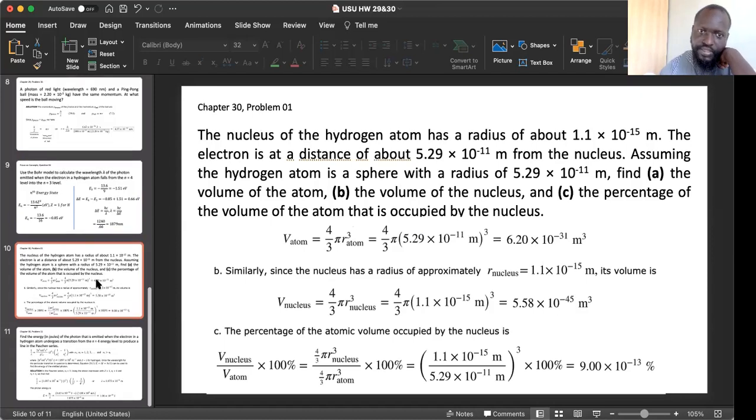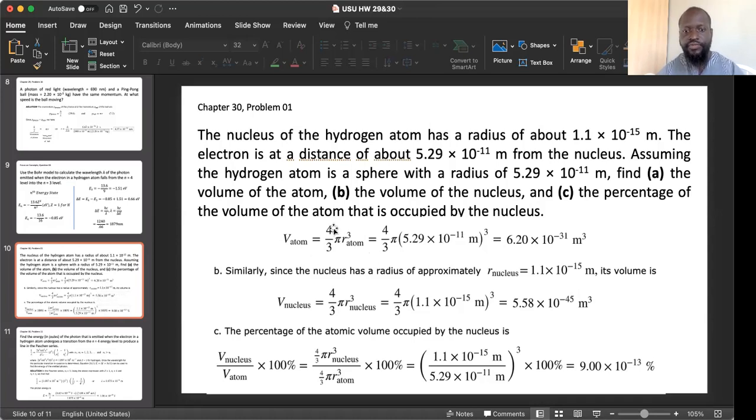Chapter 30, problem 01 says the nucleus of the hydrogen atom has a radius of about 1.1 times 10 to the negative 15 meters. The electron is at a distance of about 5.29 times 10 to the power minus 11 meters from the nucleus. Assuming the hydrogen atom is a sphere with a radius of 5.29 times 10 to the power minus 11 meters, find the volume of the atom, the volume of the nucleus, and the percentage of the volume of the atom that is occupied by the nucleus.